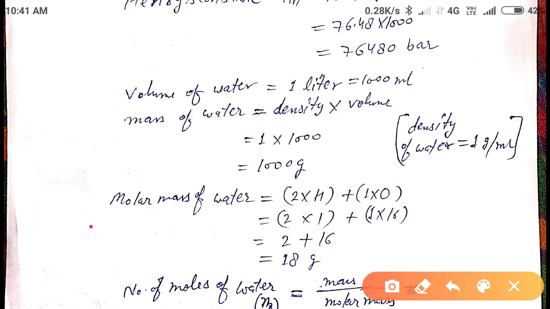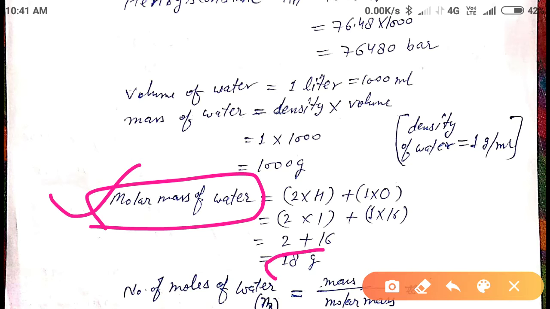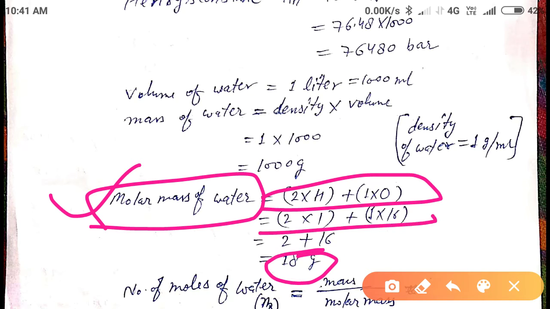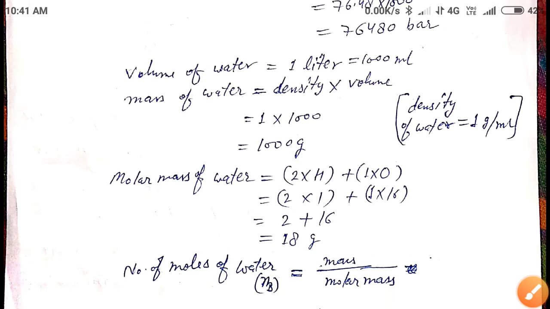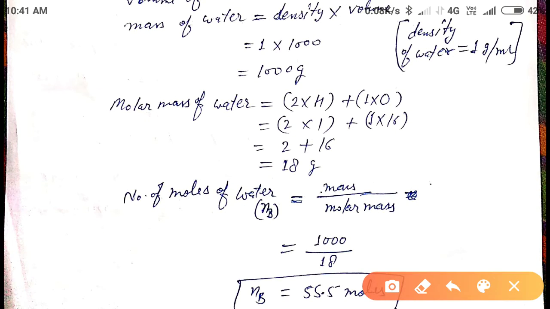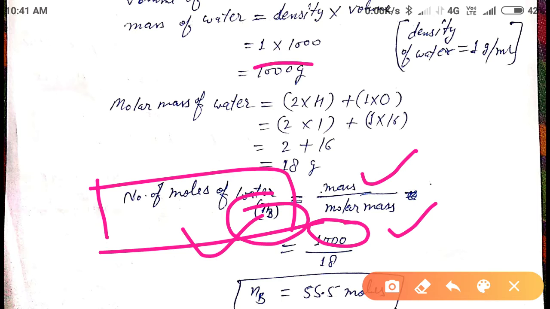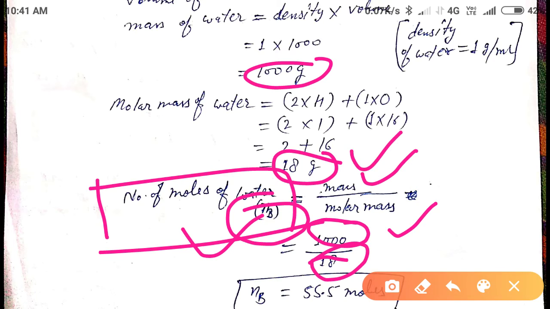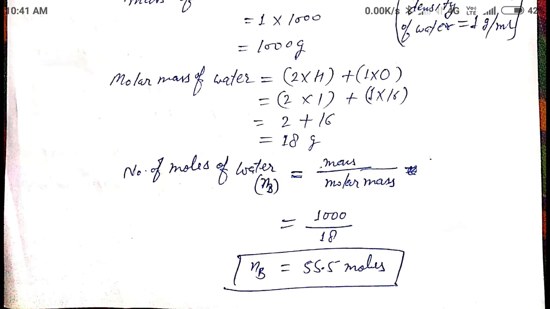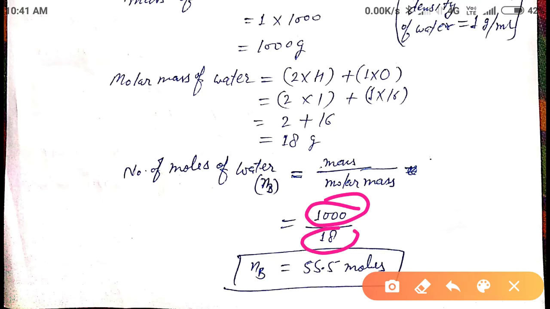Now the molar mass of water, as we already know, is 18 grams. The number of moles of water, represented as Nb, is the mass of water divided by the molar mass of water. The mass of water is 1000 grams and the molar mass is 18 grams. On dividing 1000 by 18, we get 55.5 moles of water. This is the number of moles of water.